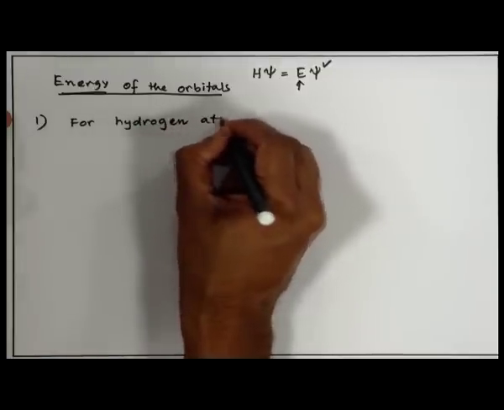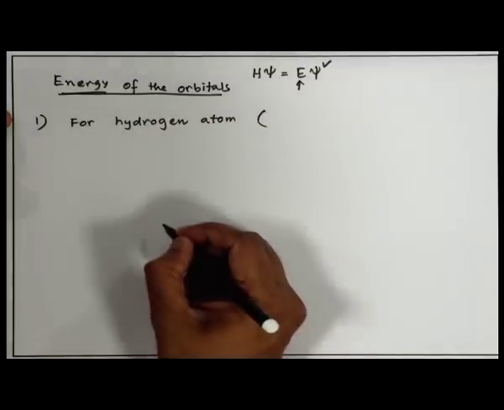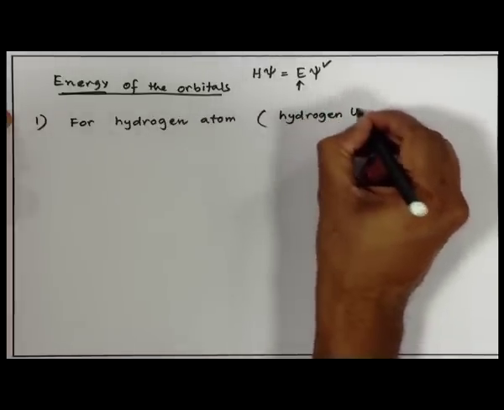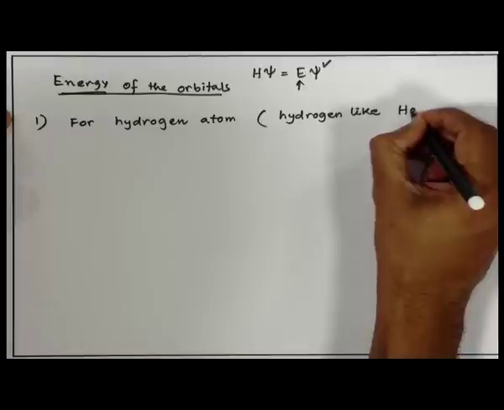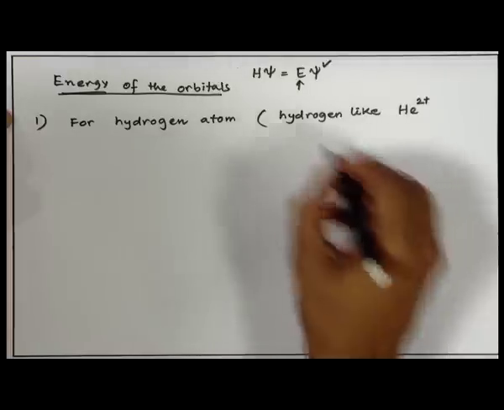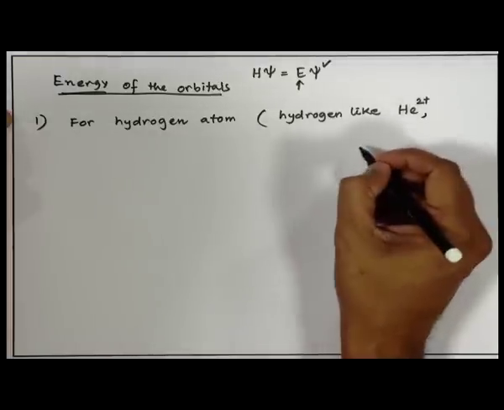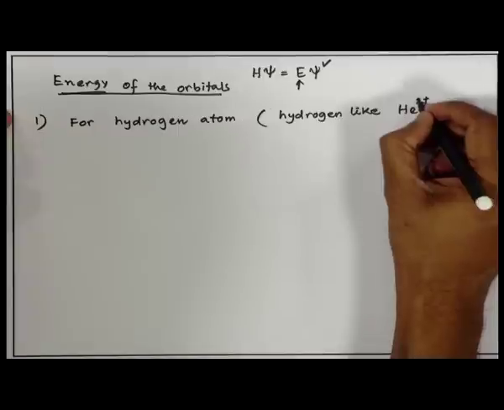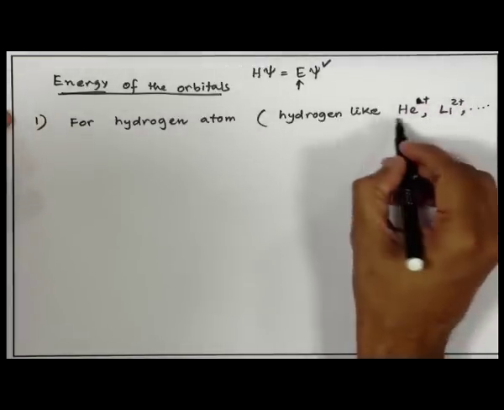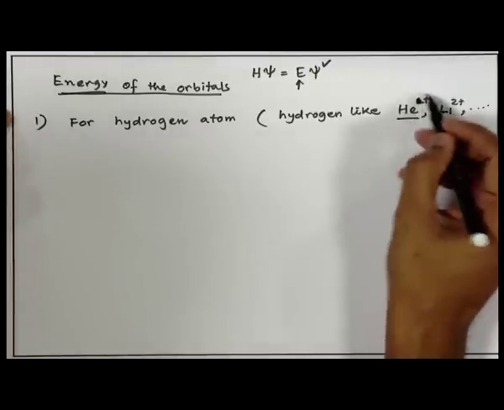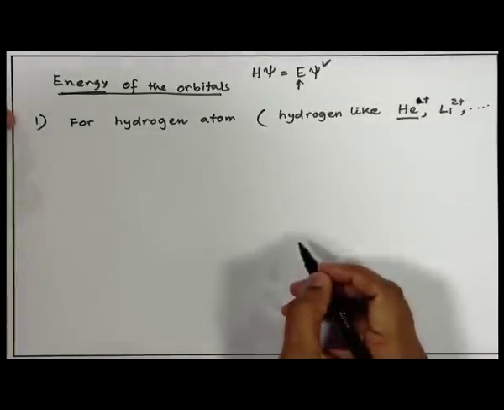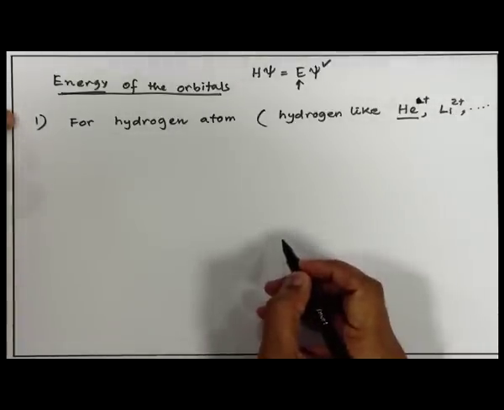For hydrogen atom, and this discussion is also valid for all hydrogen-like atoms. What are hydrogen-like? If you remember, Bohr's atomic model was also applicable to all single electron species. So, they are all single electron species and we call them hydrogen-like: He+, helium plus, lithium 2 plus, and so forth. Helium plus has 1 electron because helium has 2 electrons and I removed 1 electron. So, helium plus has 1 electron, lithium 2 plus has again 1 electron. So, they are all called hydrogen-like systems.